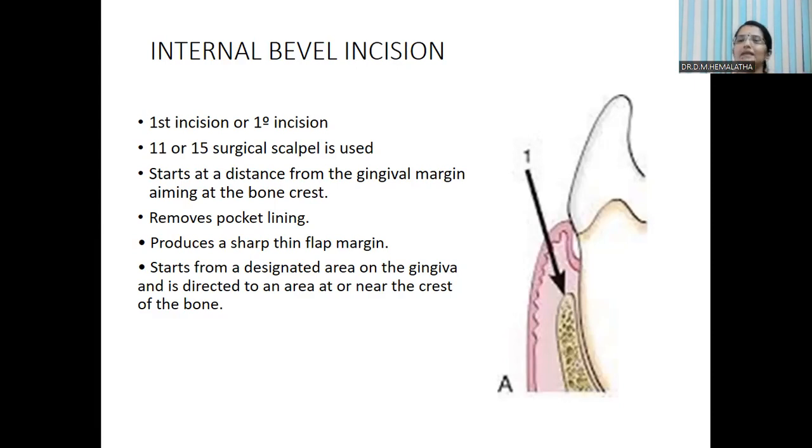The main indication or rationale of giving an internal bevel incision is that it removes the pocket lining, it produces a sharp thin flap margin, and it starts from a designated area of the gingiva and is directed towards an area near the crest of the bone, so that your entire flap becomes pliable for you to handle.